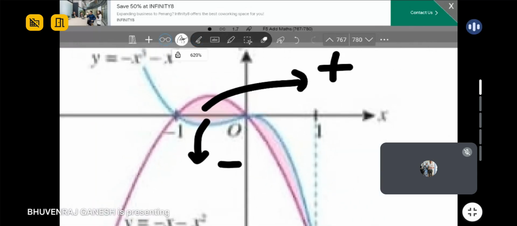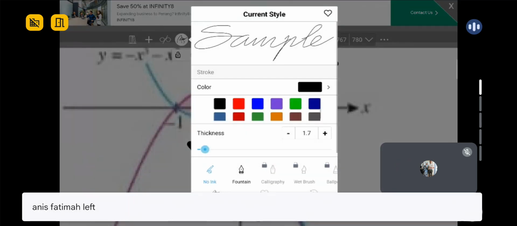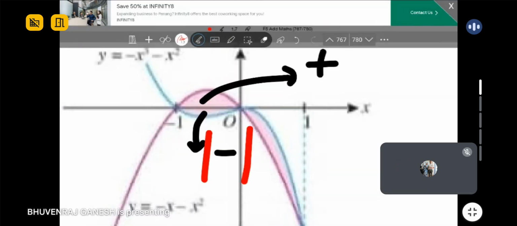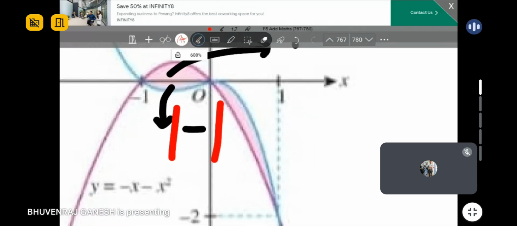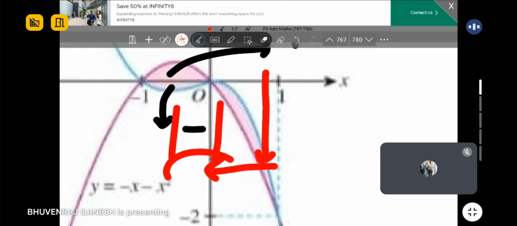So mana kamu akan letak modulus? Where will you put the modulus symbol? In this area. Am I right? Yeah. So this is how you check and see which one is positive and which one is negative. Okay. And then you can check this one also. Okay. So x-axis, y value, negative. So we will get negative area.